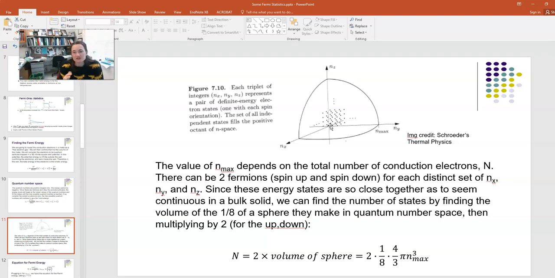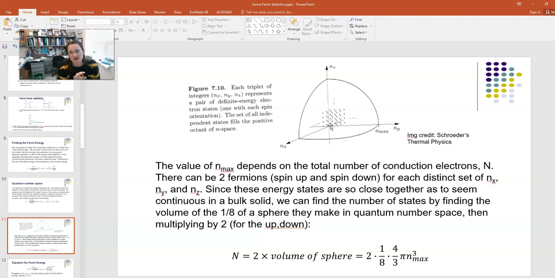So you have these energy states. They're going to be really close together, right? Because you've got so many conduction electrons that these energy states are going to look really close together. So we're going to assume that they start to look continuous. Now this model does break down, and I'm going to talk about that later. But for now, let's go with it, okay? So they're going to seem continuous in a bulk solid.